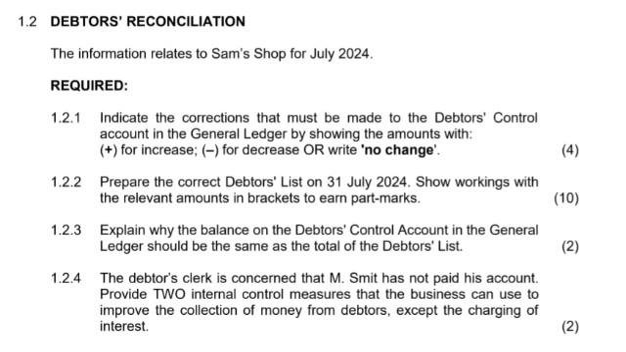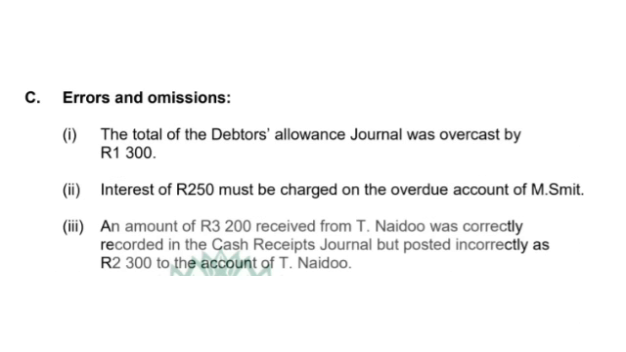When you look at a debtors reconciliation, on the other hand, it's different from a bank reconciliation in that it doesn't have a statement. You just correct amounts individually. So let's look at 1.2.1. It says indicate the corrections that must be made to a debtors control account in the general ledger by showing the amounts with a plus for increase, a minus for decrease, or write no change if there's no effect. So you're going to be given a list of errors and you just have to tell them, how do we go about correcting this error? This is what we call a debtors reconciliation.